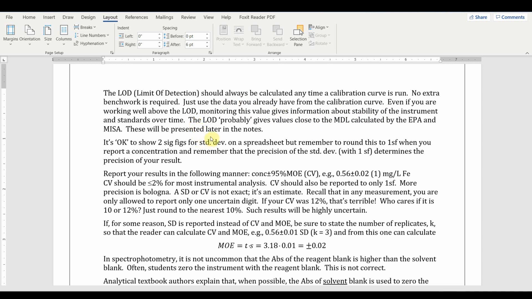Now the LOD usually gives values that are very close to the MDL, the method detection limit, calculated by the EPA and the MESA protocol, which will be presented to you in a later course in the program and is shown in the notes subsequently. Now it's okay to show 2 sig figs for standard deviation on a spreadsheet, but remember to round this to 1 sig fig when you report a concentration to a client or a customer, and remember that the precision of the standard deviation, 1 sig fig, determines the precision of your result.